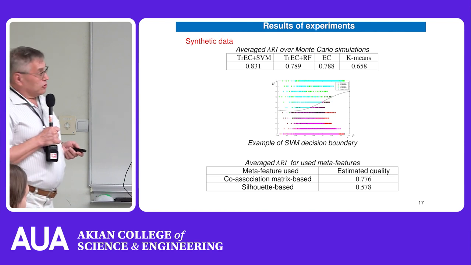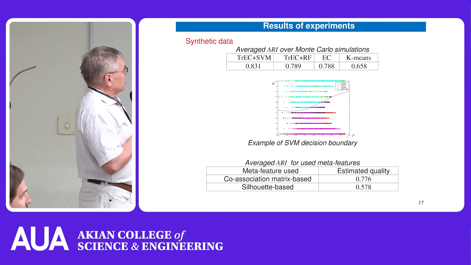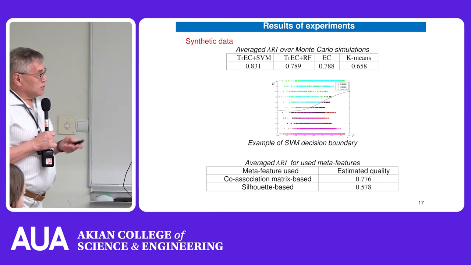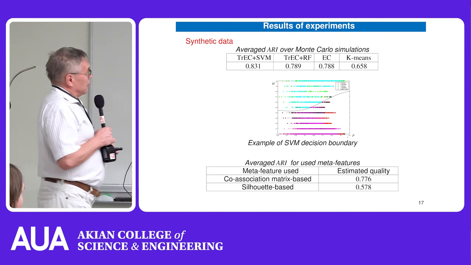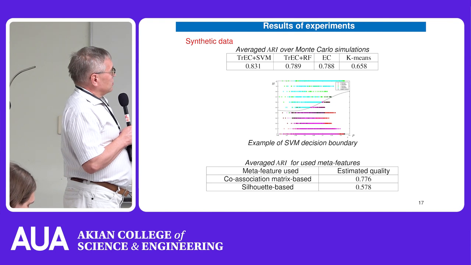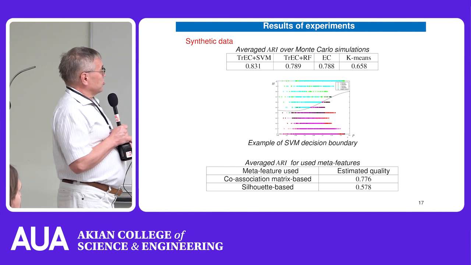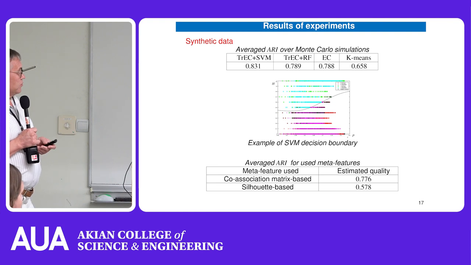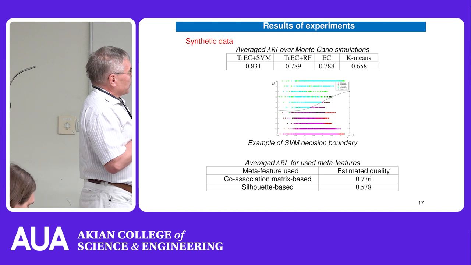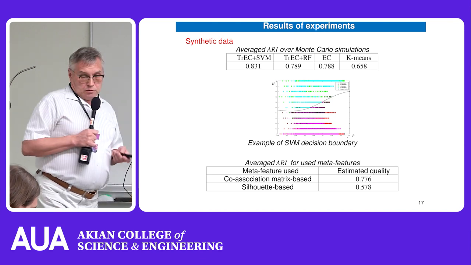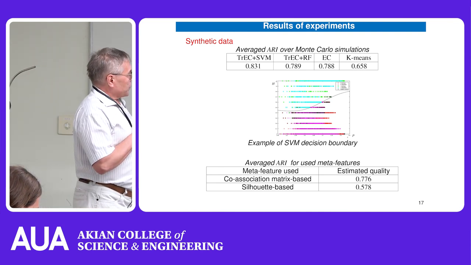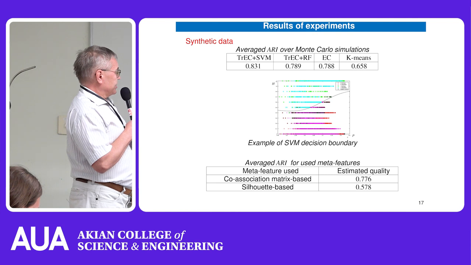First of all, for artificial data, it can be seen that the proposed algorithm gives some improvement of clustering quality. And this is an example of a decision boundary obtained with the support vector machine algorithm. So it can be seen that the silhouette-based index also gives some information on the decision boundary.